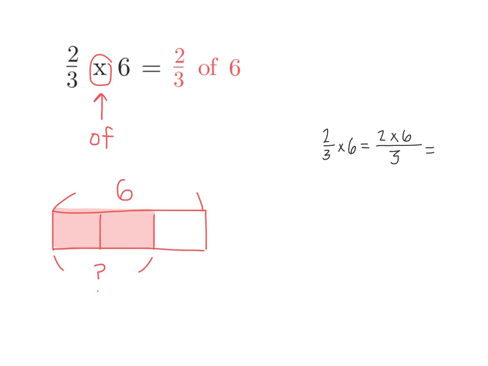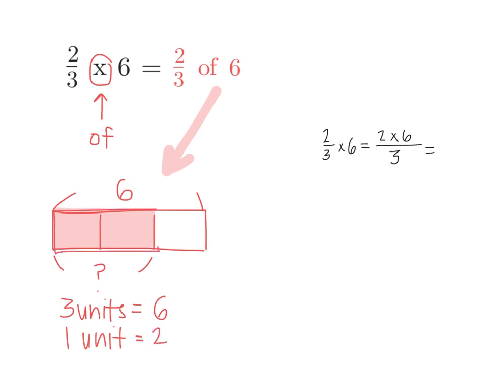In red, I've solved it as if it was 2/3 of 6, right? Because altogether, and you should draw this in your notebook, we have 6 and we want to find 2/3 of it. So let's complete this. How many units are there altogether? Three. Three units equals 6. So therefore, 1 unit equals 2. And we're trying to find 2 units, right? Because 2/3. So 2 units equals 4.